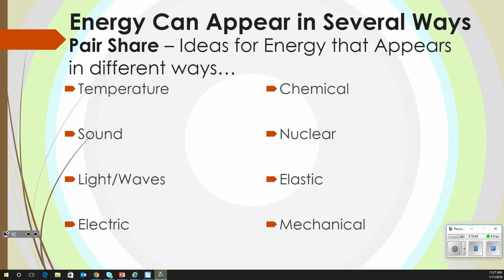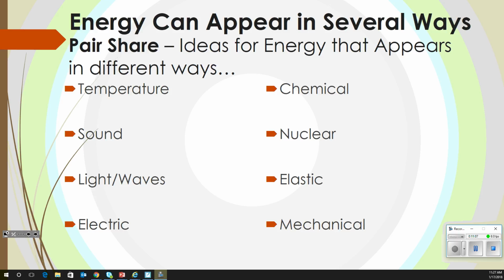Okay, what about electric? Electric kettle. Toaster, a phone. What else? Tesla machine. Lightning, okay. How about chemical? What do we have for chemical? Photosynthesis. Battery. Baking soda and vinegar. Gasoline. Glow sticks, yes.